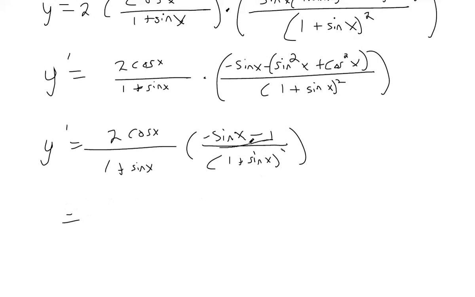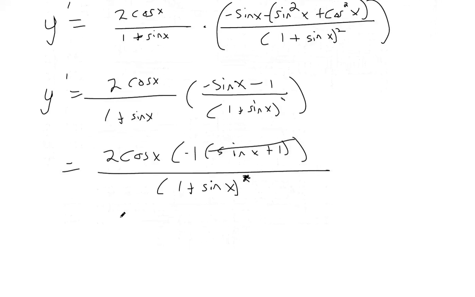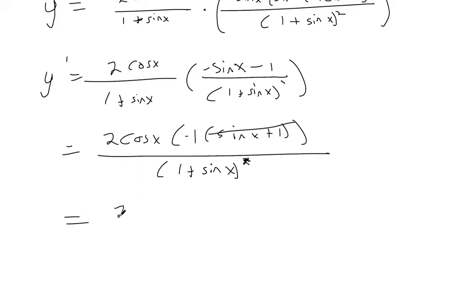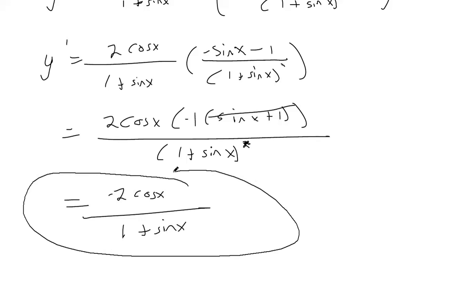And then we can factor out a negative 1 from the numerator. So this is 2 cosine x, and then factor out a negative 1. That's sine of x plus 1. And I did that because I saw that the numerator and denominator are almost exactly the same. Right, you've got 1 plus sine of x in the numerator, 1 plus sine of x in the denominator, so one of those can cancel out. And so when you simplify, that's negative 2 cosine x over 1 plus sine of x. Looks kind of similar to what we started with. Okay, but that should be the derivative.